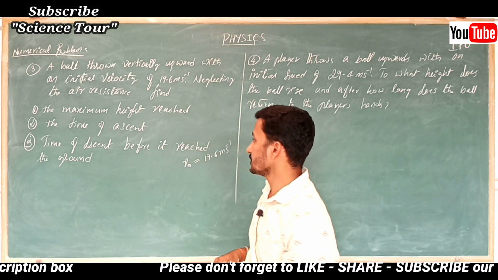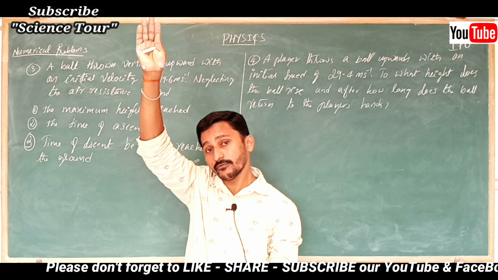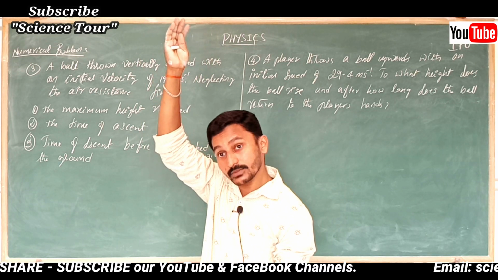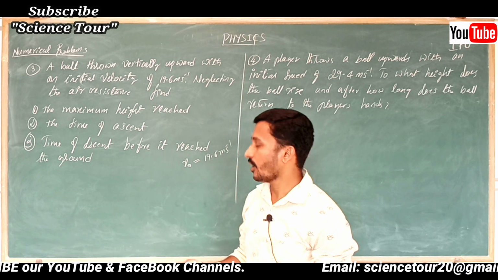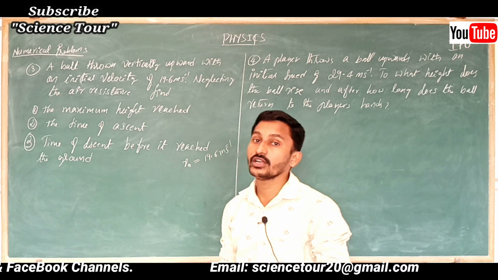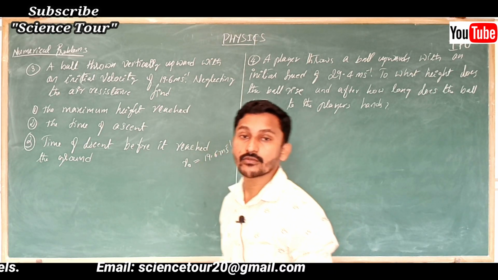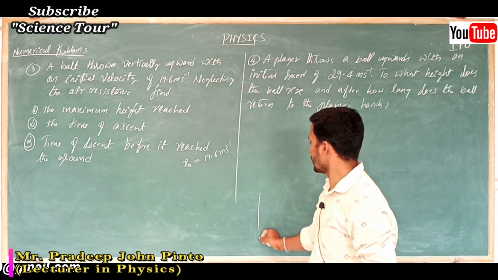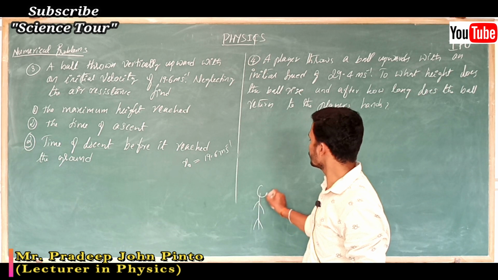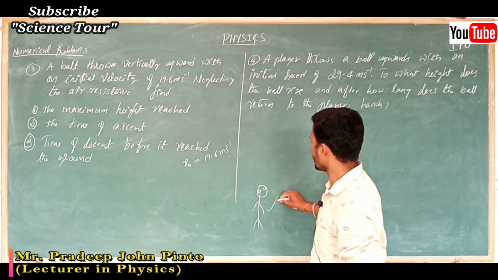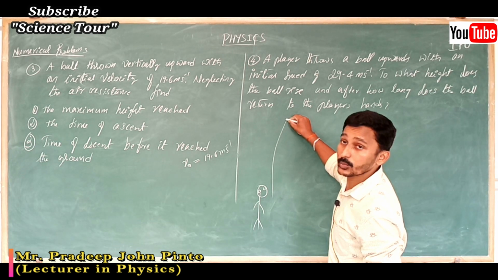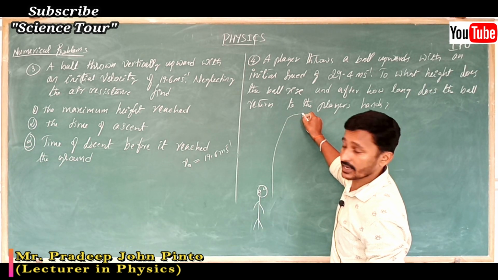Then the time of ascent means the time taken to reach the maximum height. The time of descent means the time taken by the ball to go from that maximum height till the ground, or till the point where it is thrown. I will give a scenario in this way. Say for example, you are going to throw the ball in this way, right? So it will go upward, it will reach the maximum height.